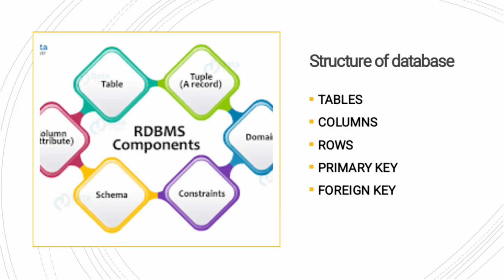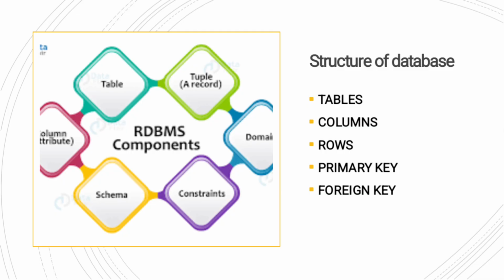Tables. Data is stored in tables. Tables are just like an Excel sheet, and columns are like fields. Each table has columns, and each column stores one type of information. Example: name, roll number, section. This is a column. And rows means records. Each row stores the data of one person or one thing.